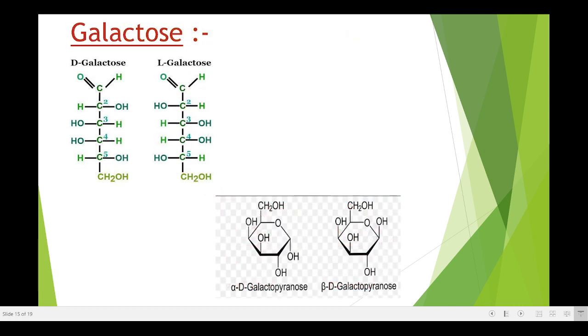Next example is galactose. It is found in milk, hence it is called milk sugar, and is made by lactose along with glucose. Galactose is a part of glycolipids and glycoproteins. During digestion, each molecule of lactose is hydrolyzed into glucose and galactose. Galactose is changed into glucose to be utilized in the body and is absorbed most rapidly. Here we can see the structure of galactose.